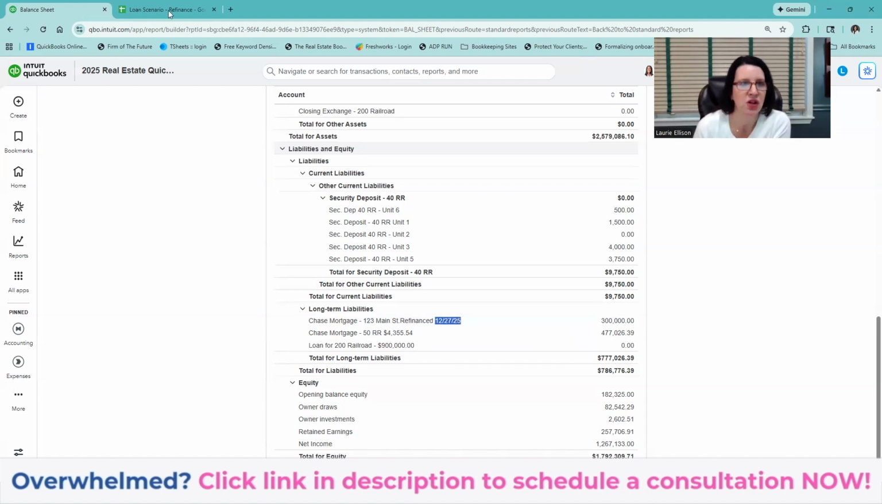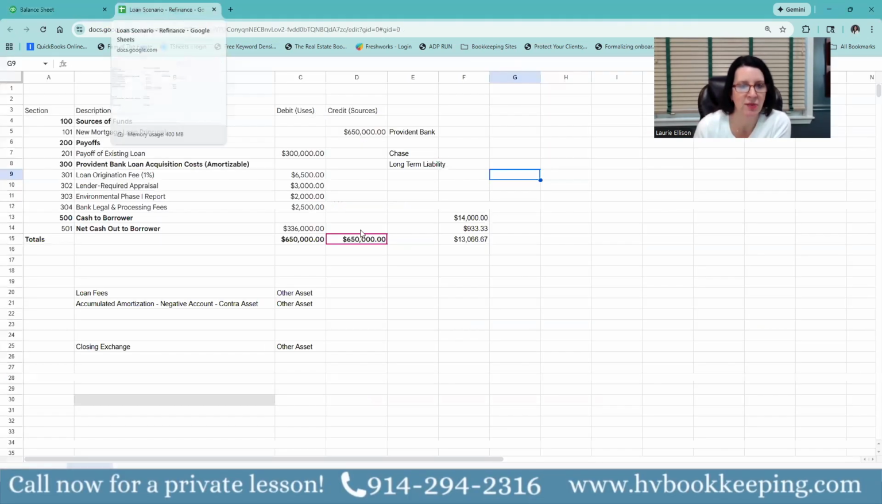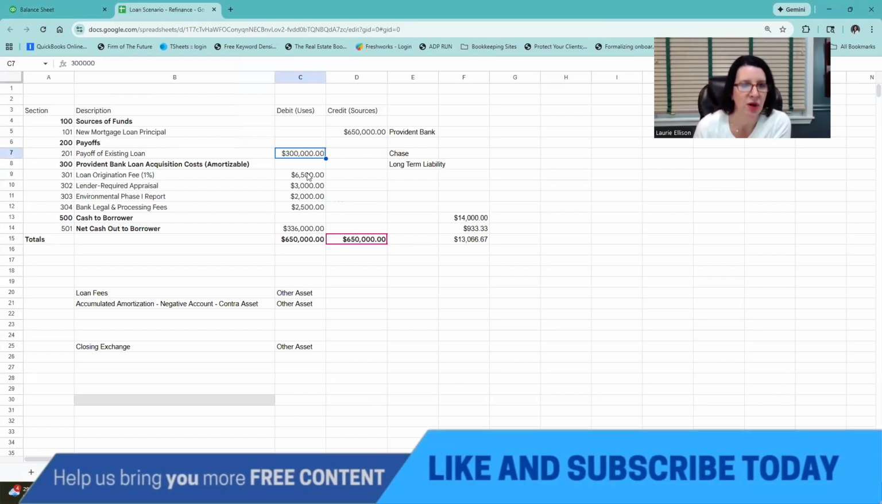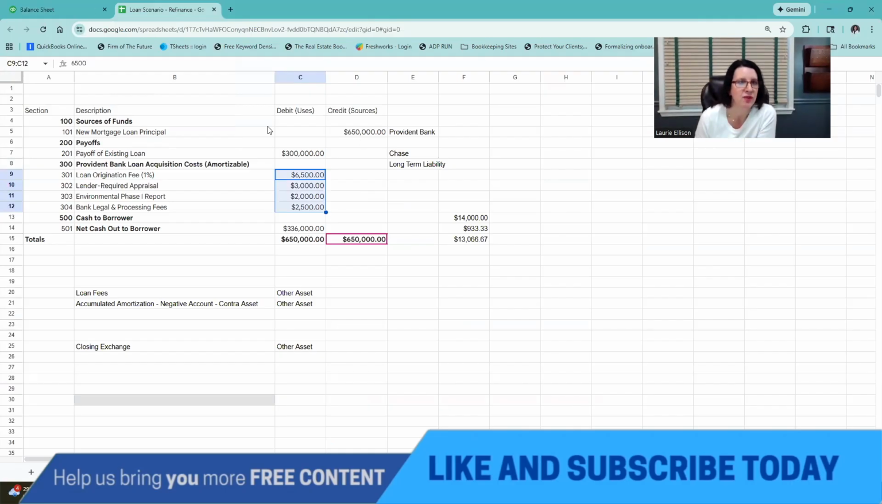So now let's just look really quick. I'm not going to keep pulling this up. It's going to be too hard. But we're going to pay this off. We're going to post our origination fees and any of our loan fees to another asset. And we're going to post what's happening here. Okay. So let's go for it.